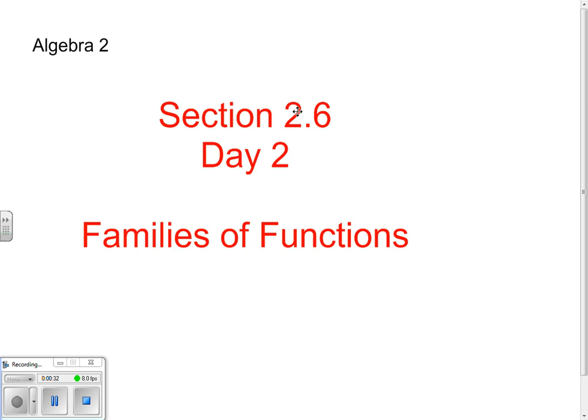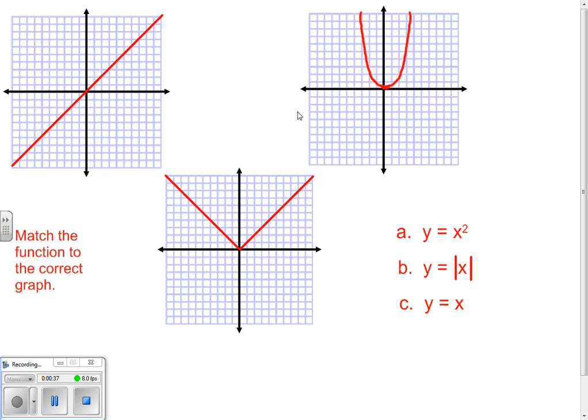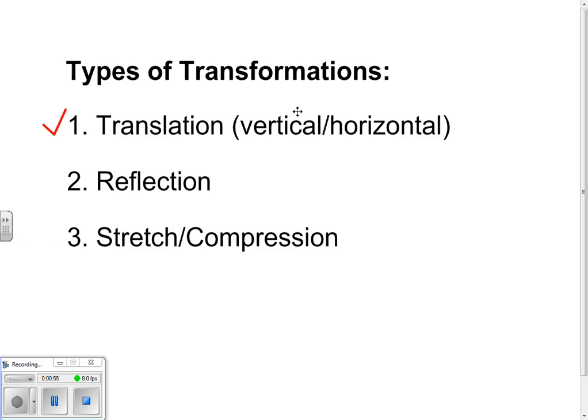Section 6, day 2, talks about families of functions that we started with day 1. Just a quick reminder: y equals x squared, that's letter A, is the U-shaped graph. Those are quadratics. Y equals the absolute value of x are the V-shaped graphs. And then letter C, of course, is the line, y equals x. We did translations already, which are vertical and horizontal slides. We're going to talk about reflections, stretches, and compressions today.